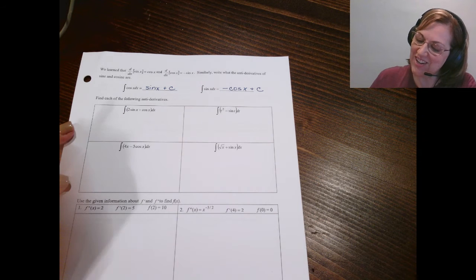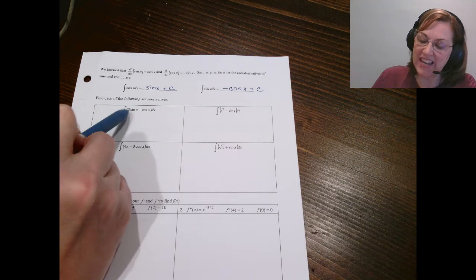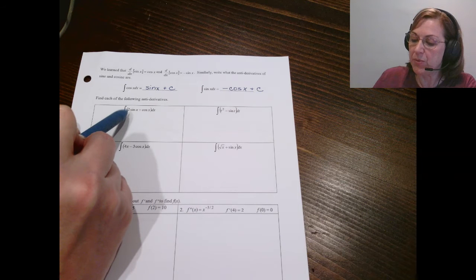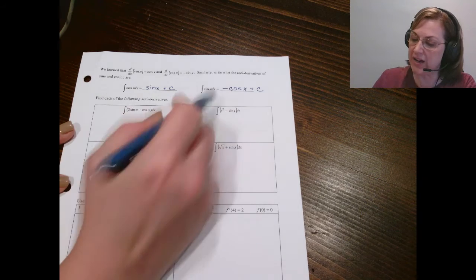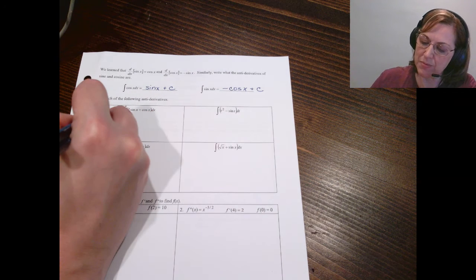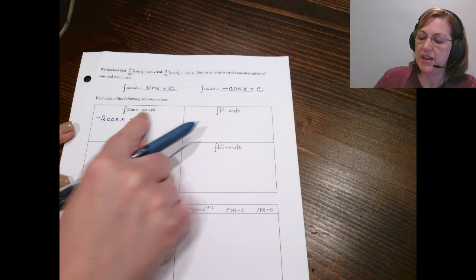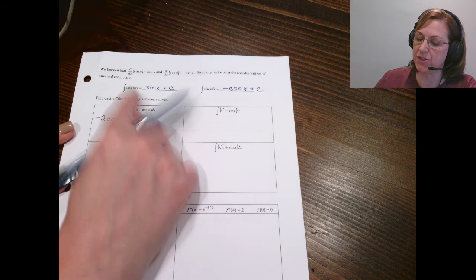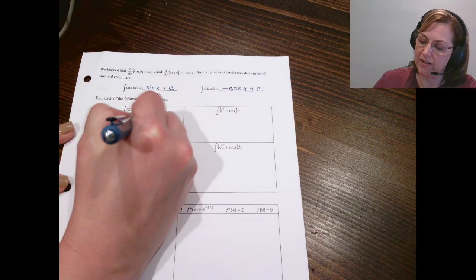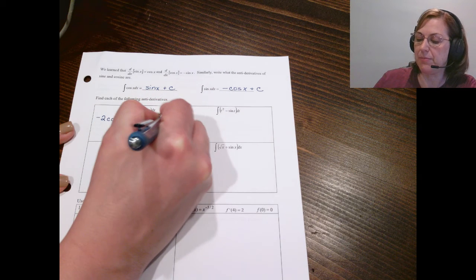All right. So let's see. We're going to find the antiderivative of 2 sine. Well, the antiderivative of 2 sine would be 2 times negative cosine, which would be negative 2 cosine, plus the antiderivative of cosine, which is sine. And don't forget the plus c.